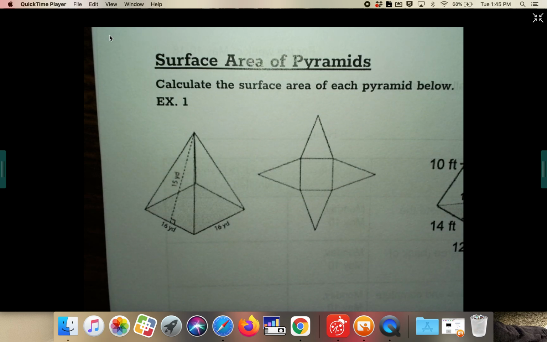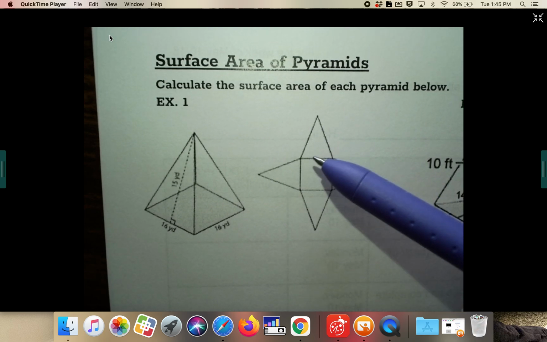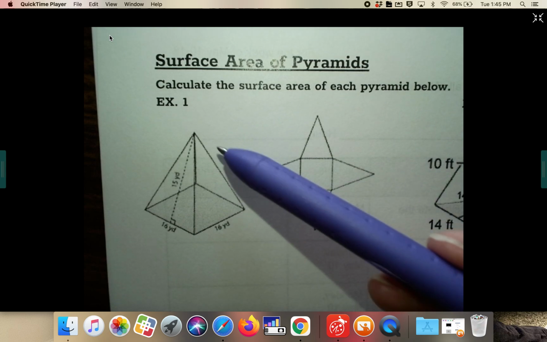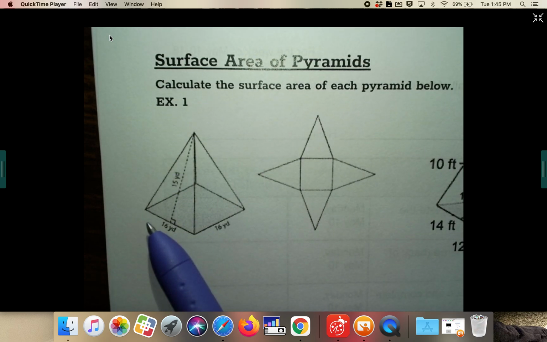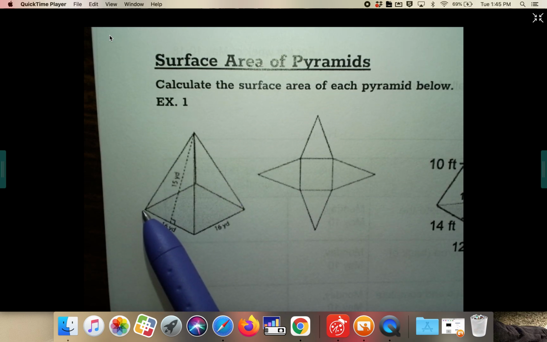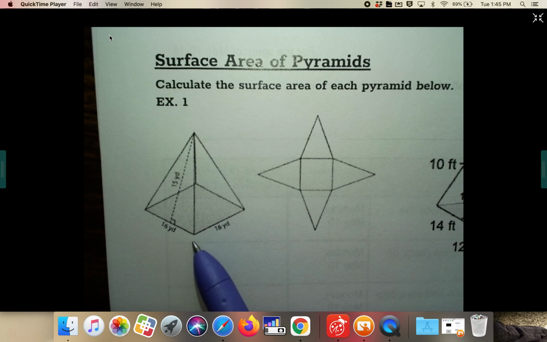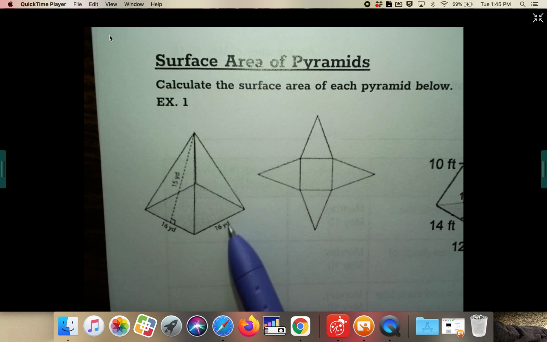Okay, today we are going to find the surface area of pyramids. Surface area is just the area that's on the outside surface. For example, if we have this square base pyramid, the reason I know it's a square is because it is a 16 by 16. If these two lengths are the same, then you know that the base is a square.